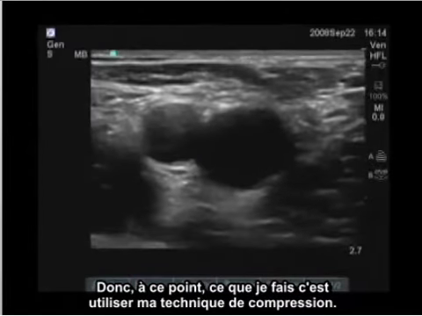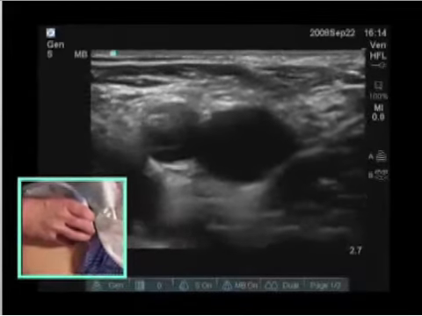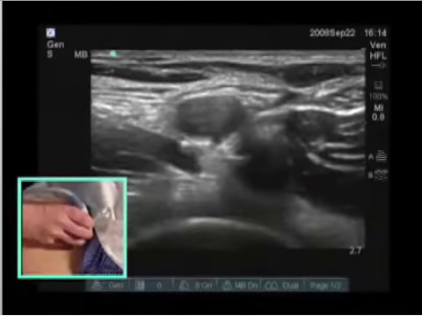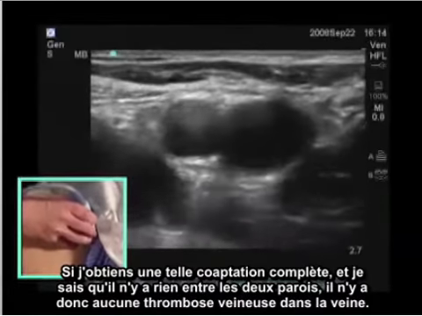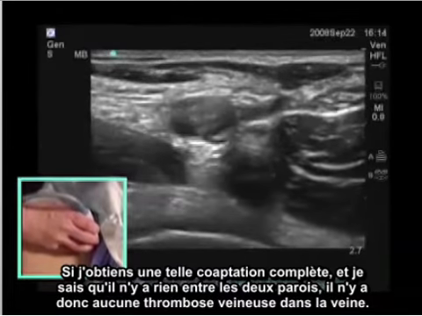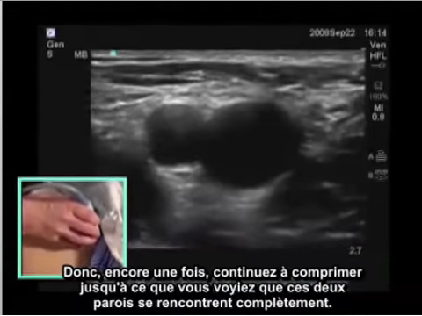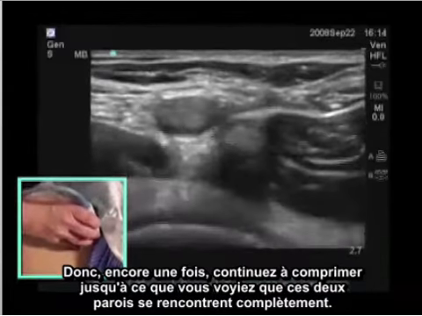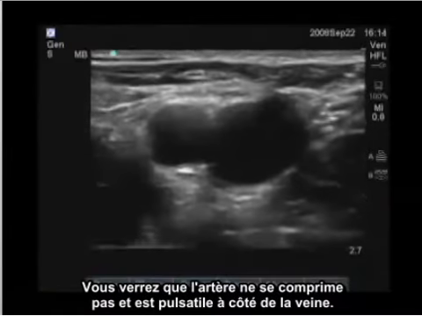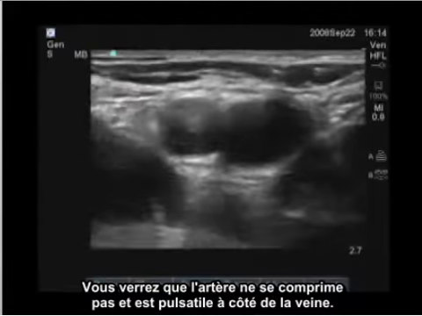So at this point what I do is I just use my compression technique. So I just push with the transducer down until I see both walls of the vein coapt or touch and meet each other. If I get a complete coaptation like this, I know there's nothing between those two walls, so there's no venous thrombosis in the vein. So again, just compress down until you see those two walls meet completely. You'll see that the artery does not compress and is pulsatile beside the vein.